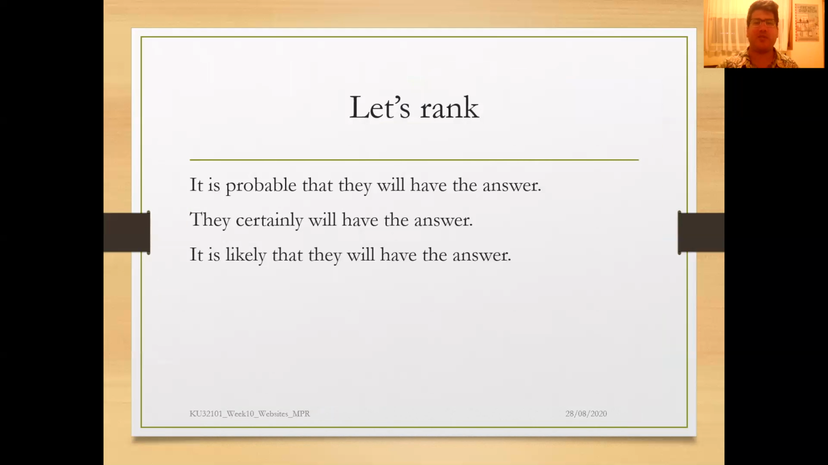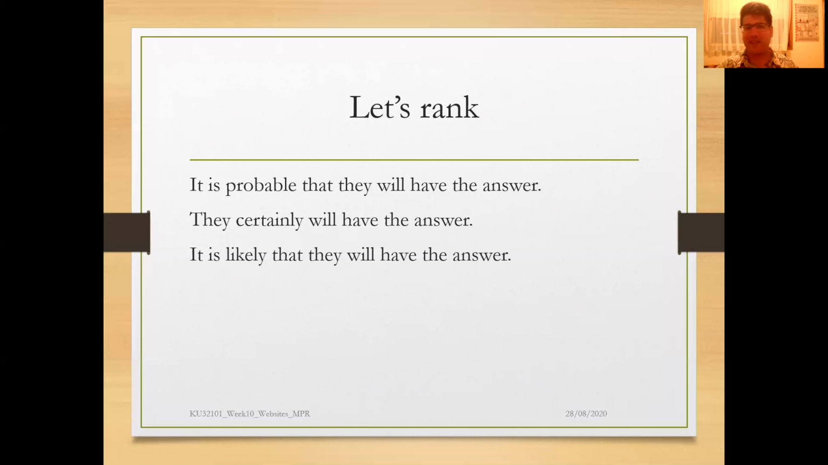All right, so let's rank these three sentences in order from less possible to certain. So when we rank something, we put it into order. So we say first, second, third. All right, let's read the three sentences here. It is probable that they will have the answer. They certainly will have the answer. It is likely that they will have the answer.